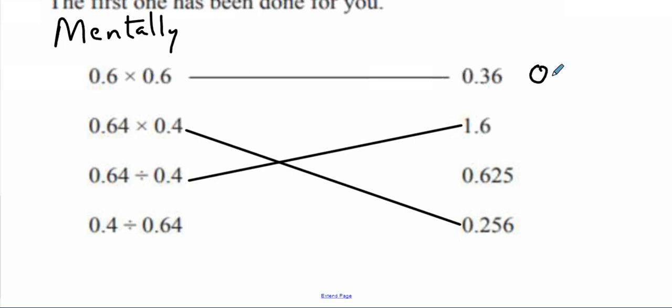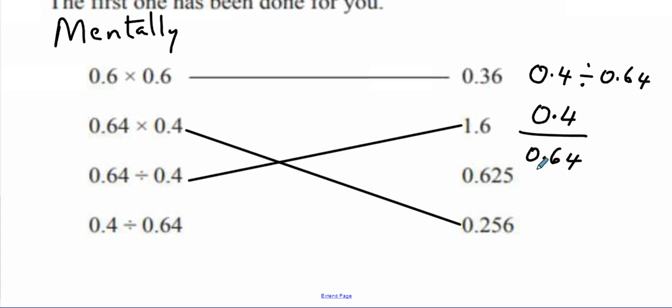0.4 divided by 0.64. Remember what I said? Write this as a fraction, so this becomes 0.4 over 0.64. Now here in the numerator we have one decimal place, in the denominator we have two decimal places, so we are going to use the denominator to remove the decimal places. In the numerator we have fewer decimal places, but in the denominator we have a bigger number of decimal places compared with the numerator.